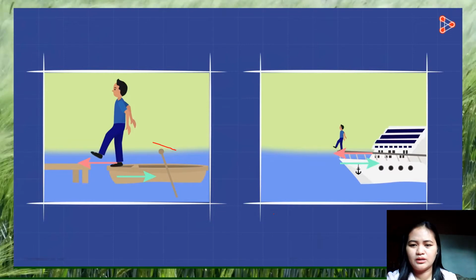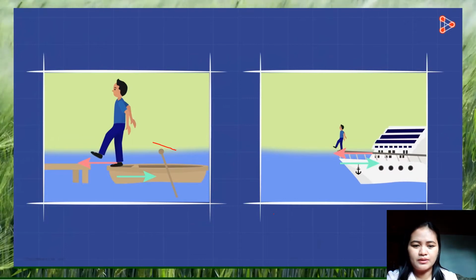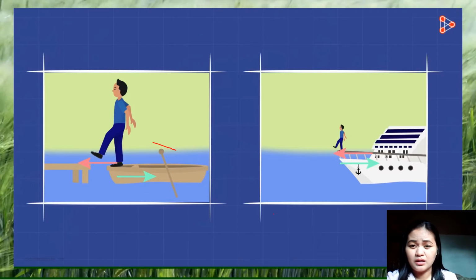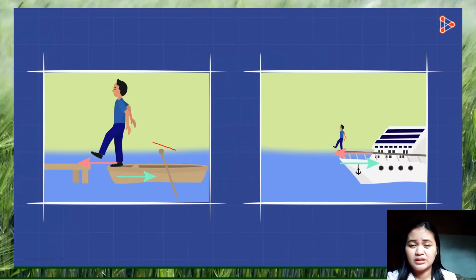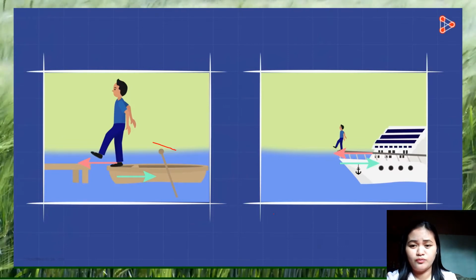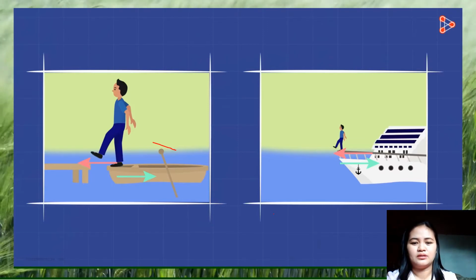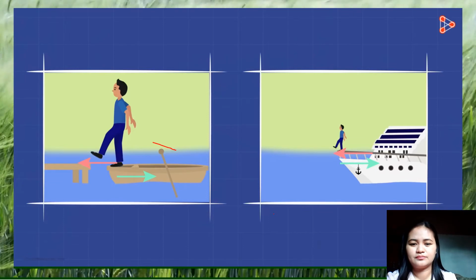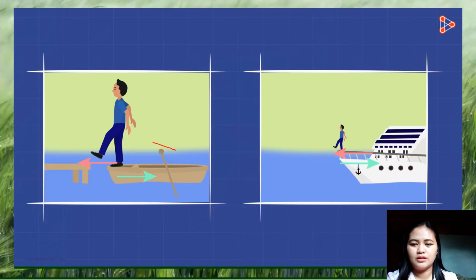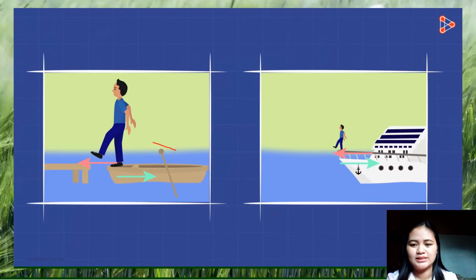Bakit daw hindi mo maigalaw yung kung ikaw si sailor, yung lalaking dito, bakit daw hindi umaatras yung barko kapag ikaw ay nag-move forward? Syempre, it has something to do with the mass of the barko. Kaya mo ba naman i-move yan backward, di ba? So, common sense na naman yon. Okay, what's next? So, that is about the third law of motion. Let's see your activity sheets now.